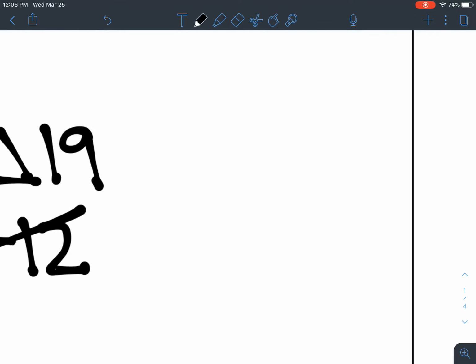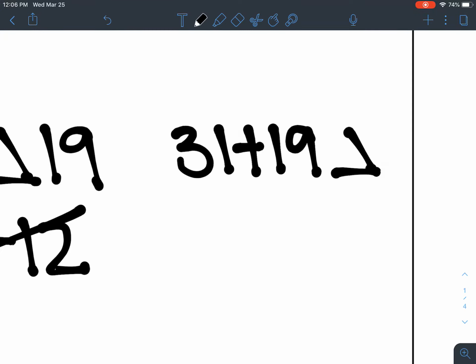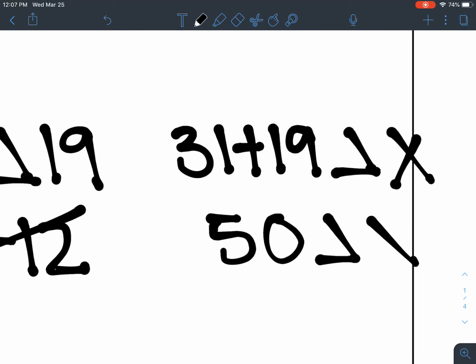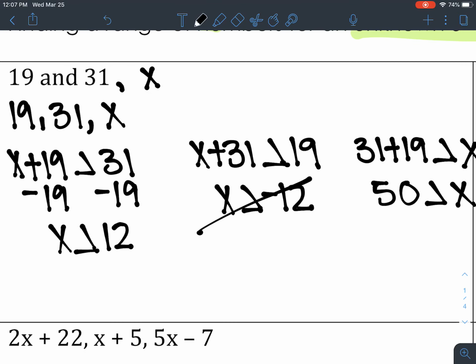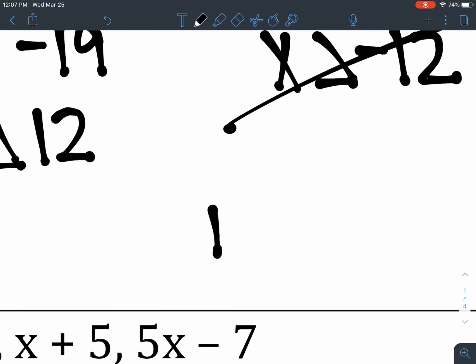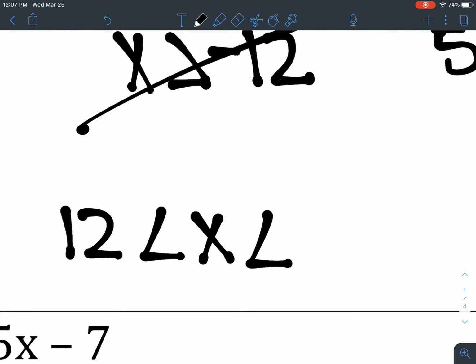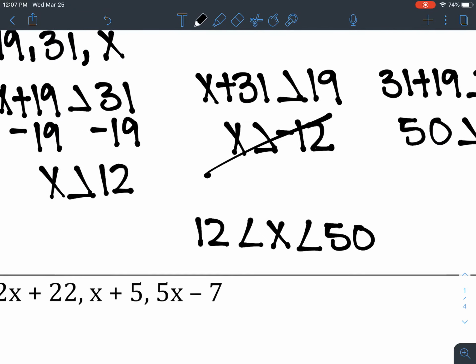Now, for the next one, we're going to take 31 and 19. We're going to add those two together, and set that greater than x. So if I add the 31 and the 19 together, I get 50 has to be greater than x. So if I want to write this together, I have my upper and my lower bound, which means my lower bound is 12, and x has to be stuck in between 12 and 50.